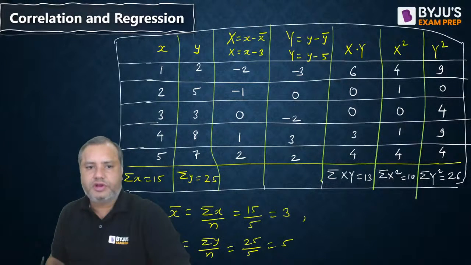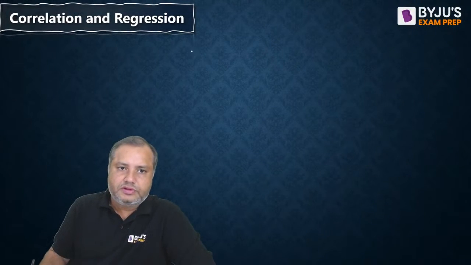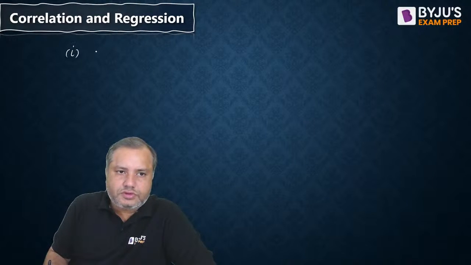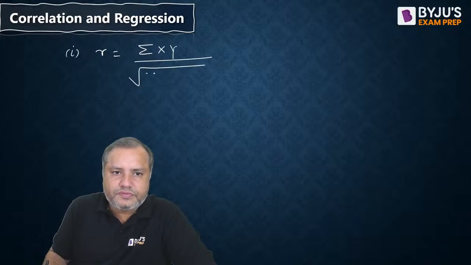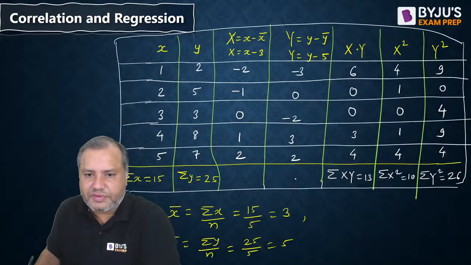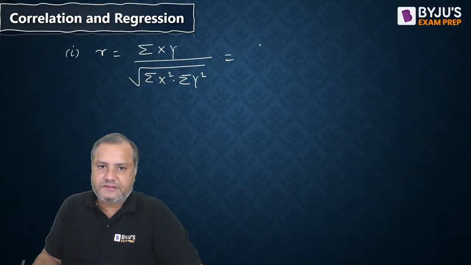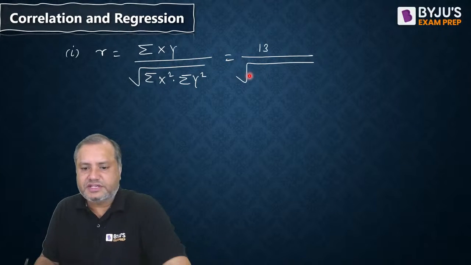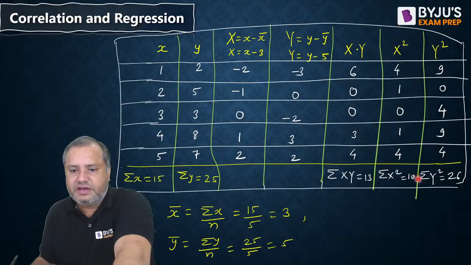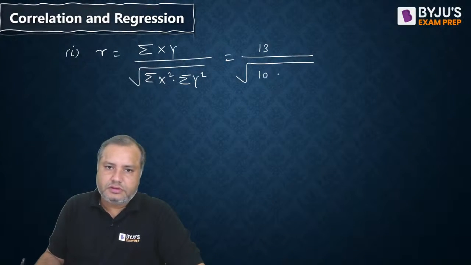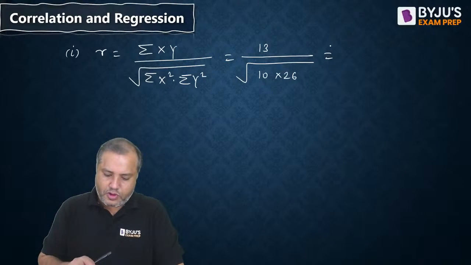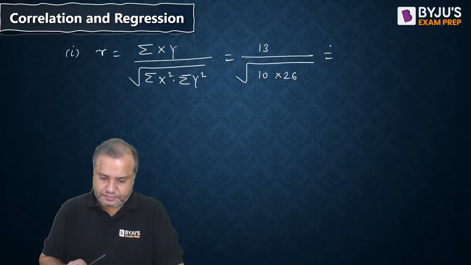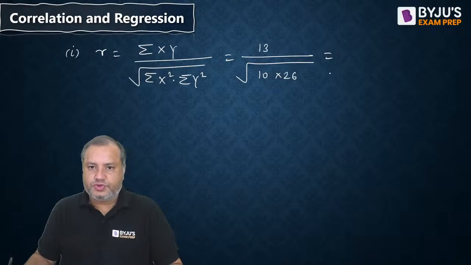Now we want coefficient of correlation. Coefficient of correlation is summation of capital XY upon under root summation X square into summation Y square. Summation XY is 13 upon under root summation X square into summation Y square. Summation X square is 10, summation Y square is 26. So 13 upon under root 260. This is 0.80622.